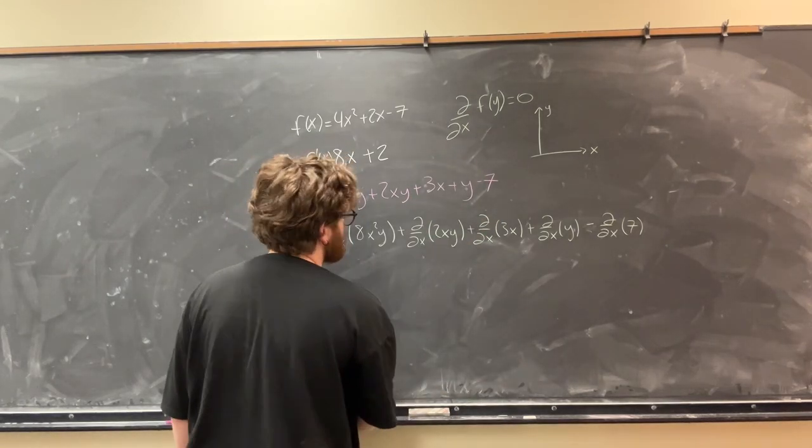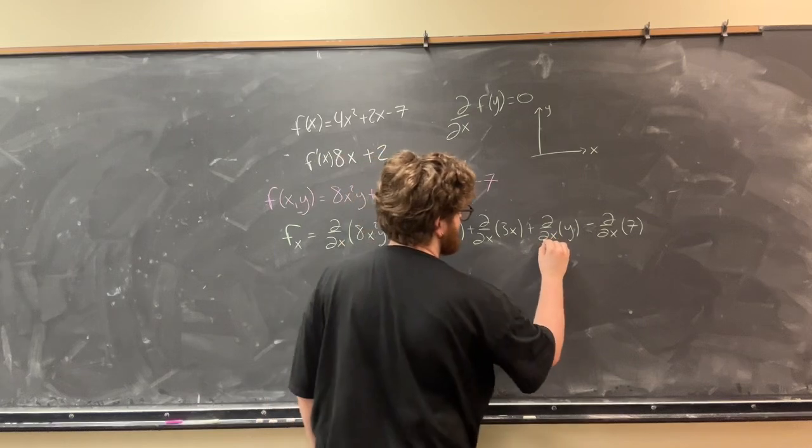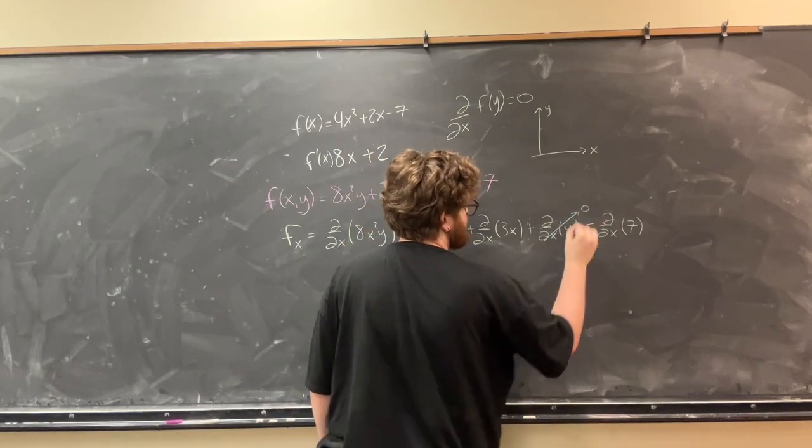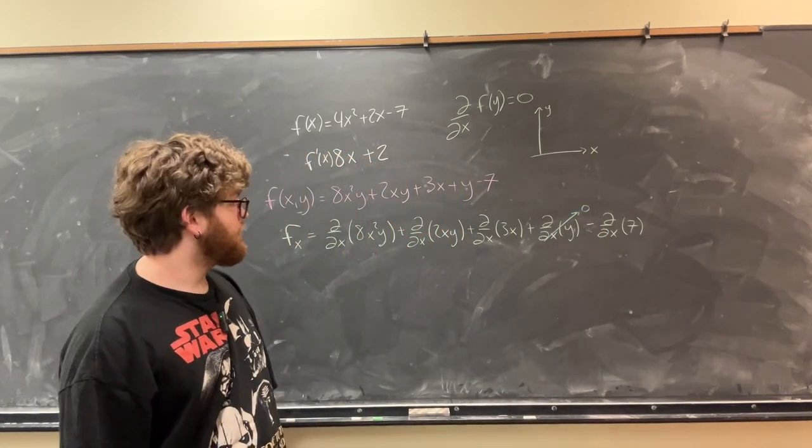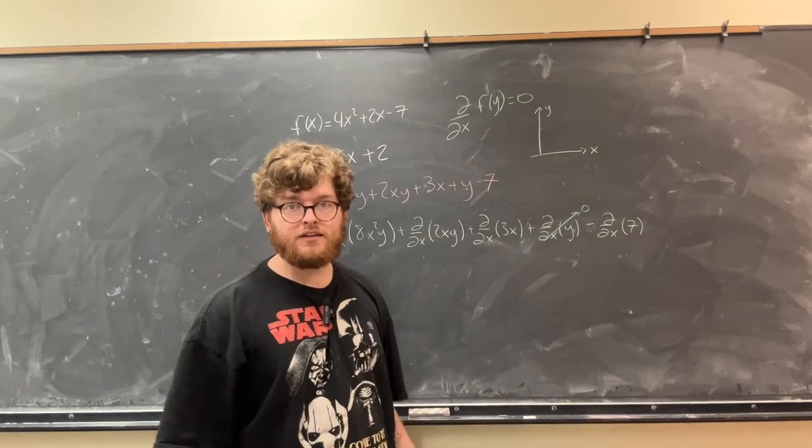That tells us that a couple of these go to 0. This one specifically goes to 0. The partial of y with respect to x goes to 0.